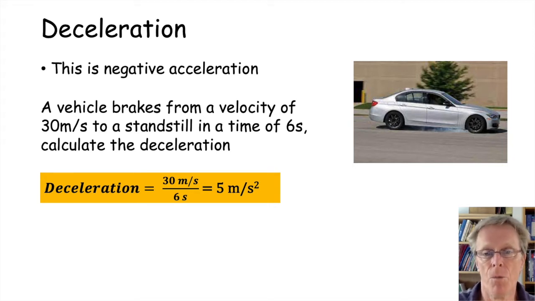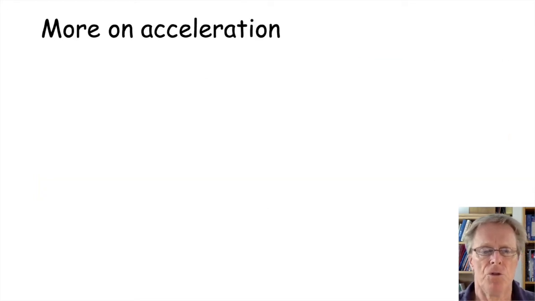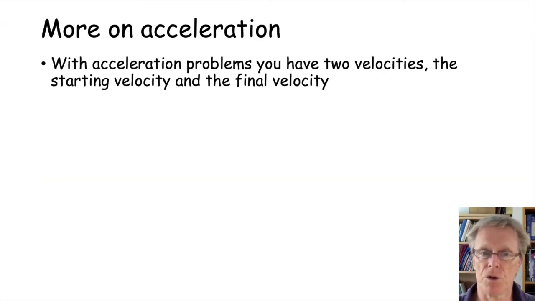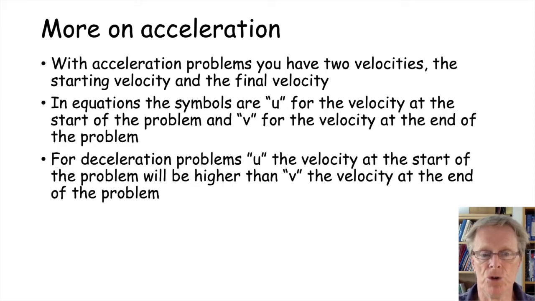So let's look a bit more at acceleration. Normally with acceleration problems, you've got two velocities: the starting velocity at the beginning of the problem and the final velocity at the end of the problem. And usually for equation purposes, we use the symbol U for the velocity at the start of the problem and V for the velocity at the end of the problem. And we'll see some more examples when we do this.